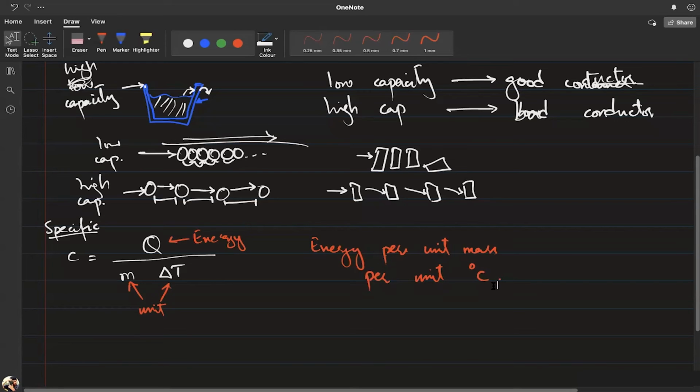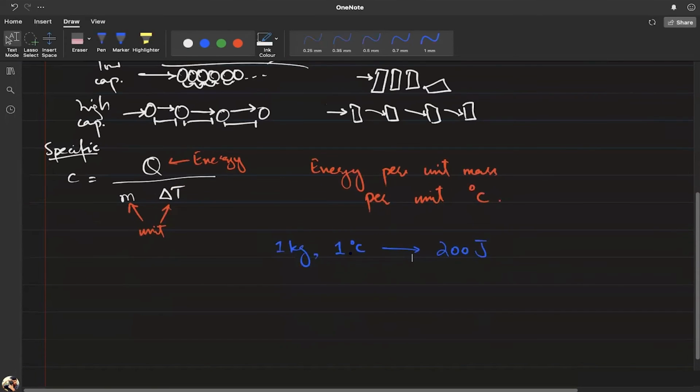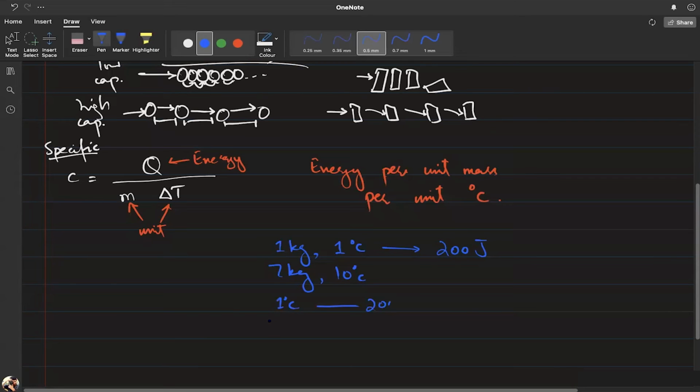So that means if I tell you that this is a material, if I take 1 kg of it and I raise it by 1 degree Celsius, I need 200 joules of energy. Okay, so I have that. So if I have 7 kgs and I want to heat it by 10 degrees Celsius, how much do I need? So I'll be like, okay, for 1 degree Celsius I need 200, for 10 degrees Celsius I need x, cross multiply, I'll get x is 2000 joules.